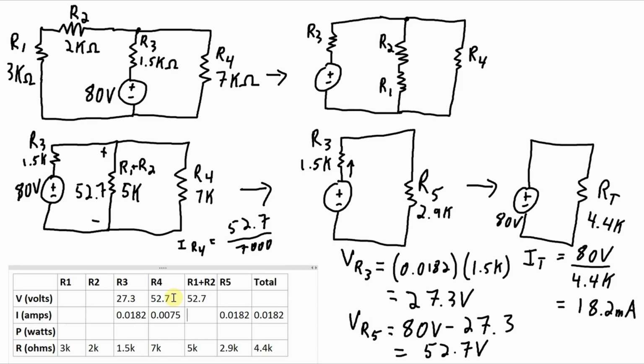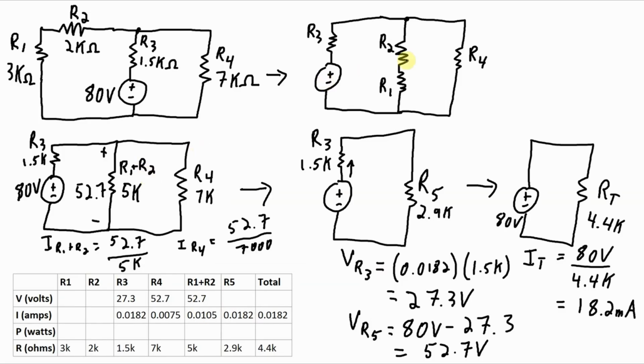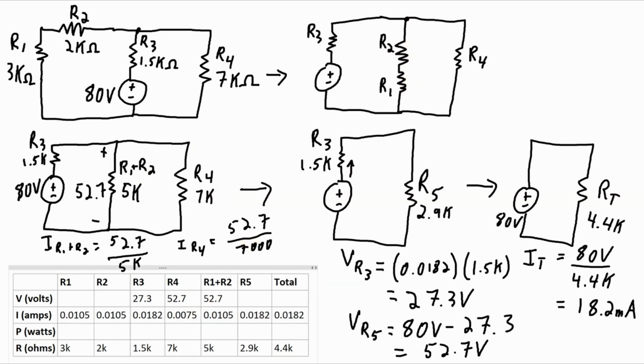And now I can calculate the current. 52.7 over 5 kilohms. And I'll write the value down here in the table. So the current through R1 and R2 is 0.0105 amps. And now I can go back one more step to this circuit. If the current through the equivalent R1 plus R2 is 10.5 milliamps, then the current through R1 and the current through R2 will also be 10.5 milliamps. I'm not even going to do that calculation on the paper because it's just equal.